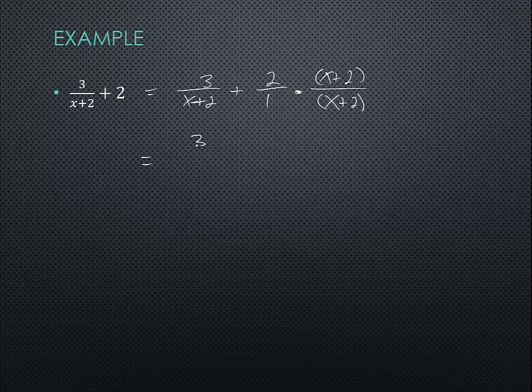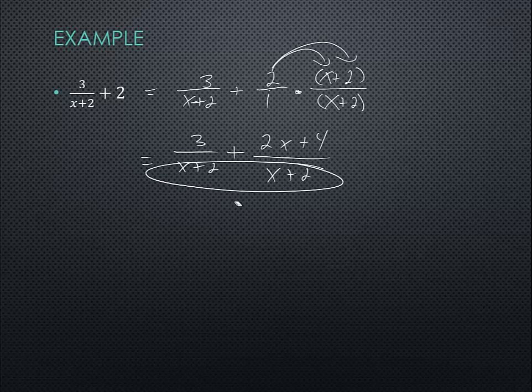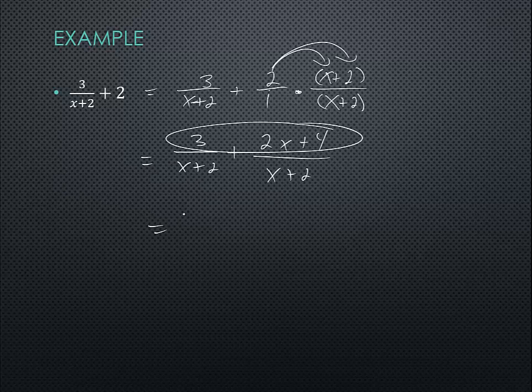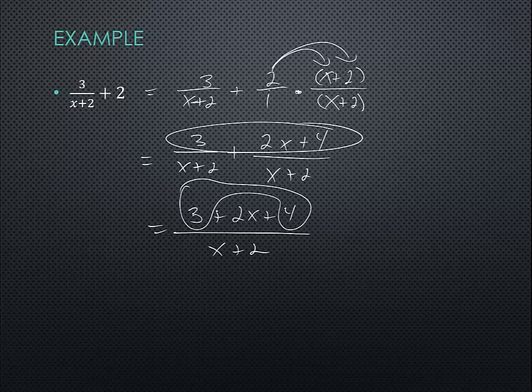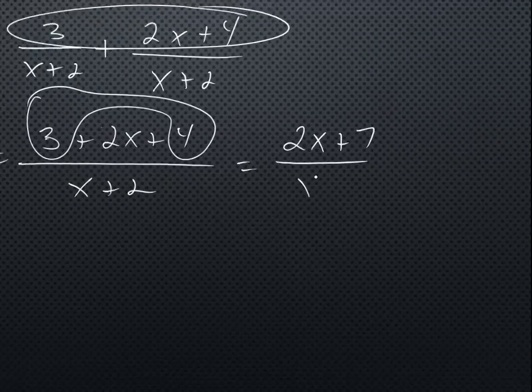So you would get 3 over x plus 2 plus, distribute your 2 inside the denominator. So 2 times x is 2x. 2 times 2 is 4 over x plus 2. Now your denominators are equal. Add across the numerator. So we'll get 3 plus 2x plus 4 over x plus 2. Then add your like terms. 3 plus 4 is going to be 7. So we'll have 2x plus 7 divided by x plus 2.